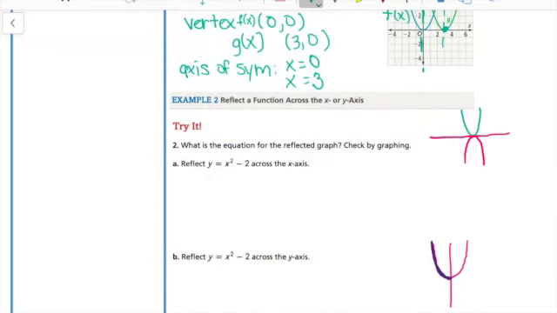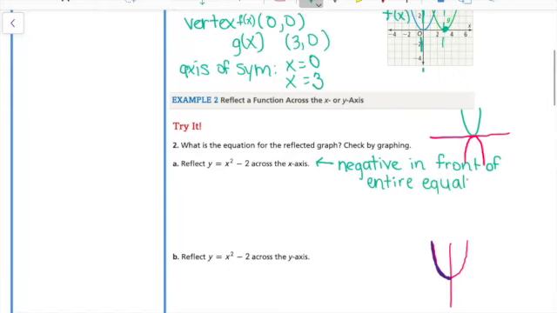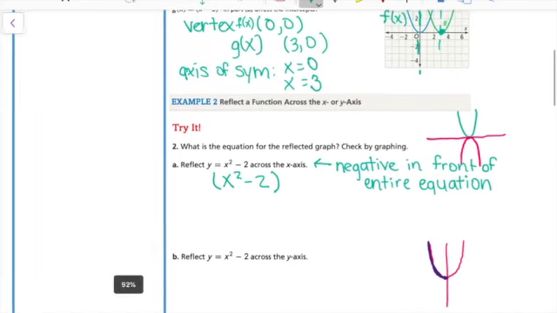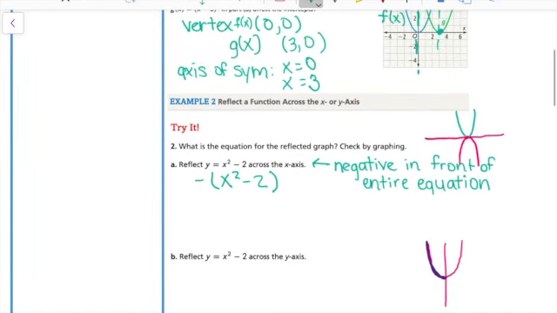So to reflect across the x-axis, here's the important part to write down. It's a negative in front of the entire equation. So if something is asking to reflect across the x-axis, my equation is x squared minus 2, and I put a negative out front.